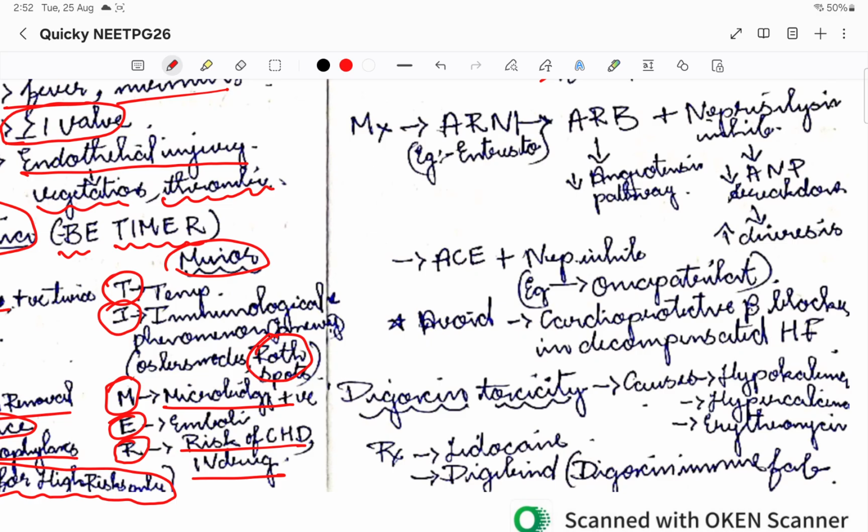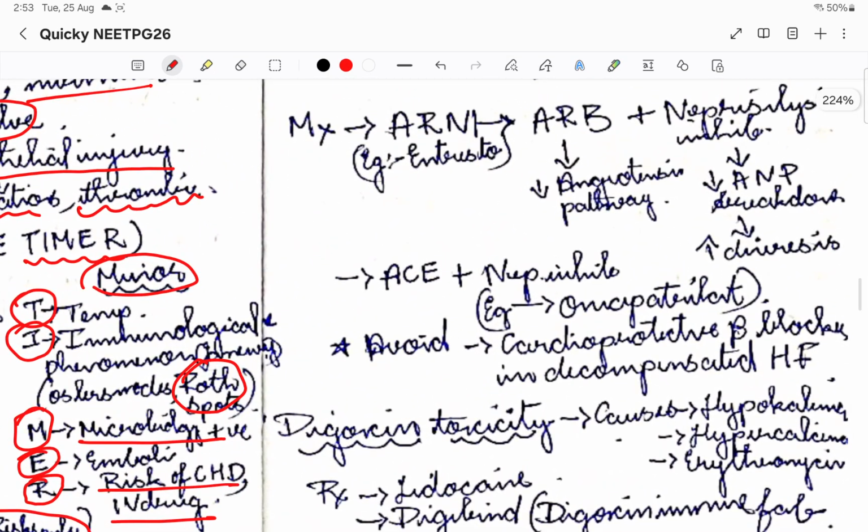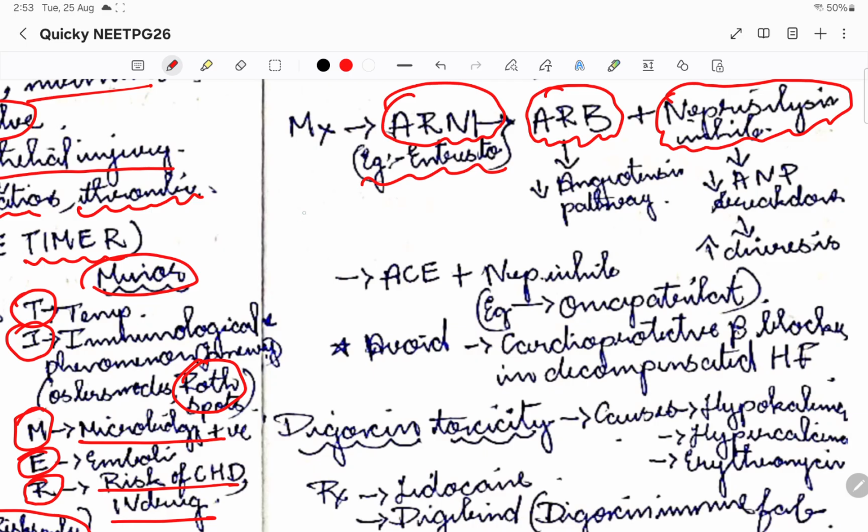So management in heart failure would be ARNI. Remember ARNI. The example is Entresto, meaning ARBs. ARB, one of the antihypertensives I've given. The angiotensin receptor blocker is given. Now the neprilysin inhibitor: I told you in heart failure there is something called ANP that is released from the atria. What ANP does is activate the ENaC channel and allow the water and sodium to be thrown out of the body through this channel.